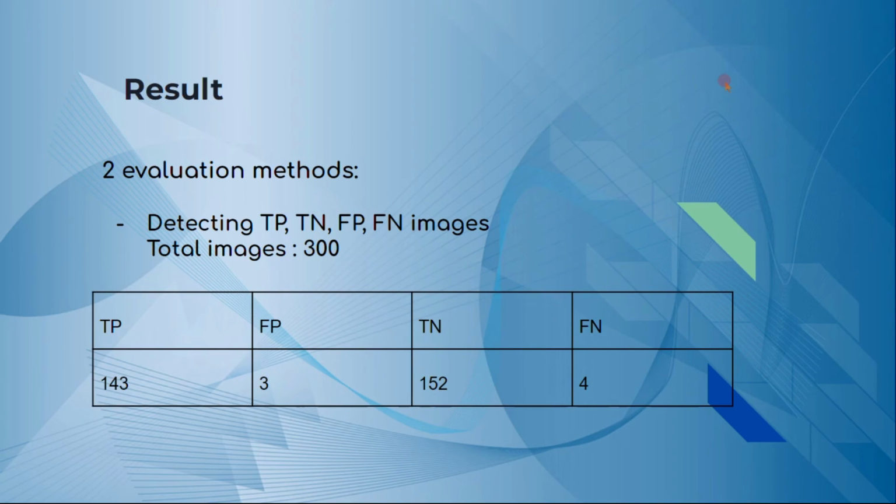About the result, the evaluation is done in two ways. The first evaluation is detecting true positive, true negative, false positive, and false negative image masks. For example, if the manual mask doesn't contain the cochlea and the algorithm didn't detect any area for that, it is a true positive image. As we can see here, from the 300 images, 143 images are true positive, 3 images are false positive, 152 images are true negative, and 4 images are false negative.